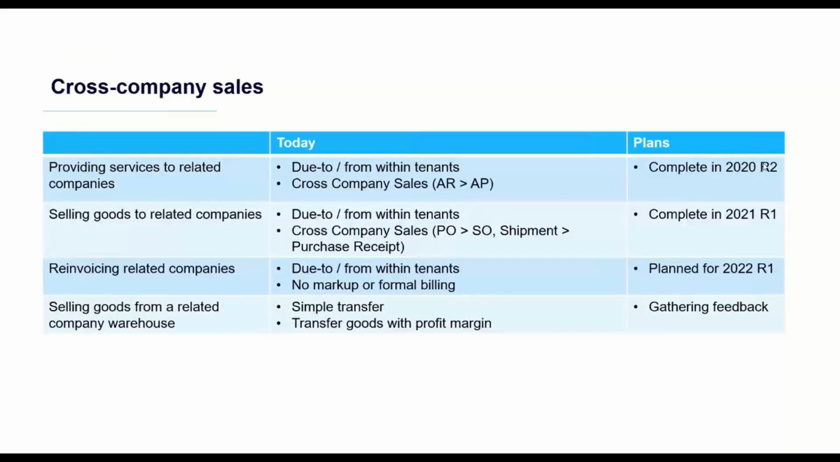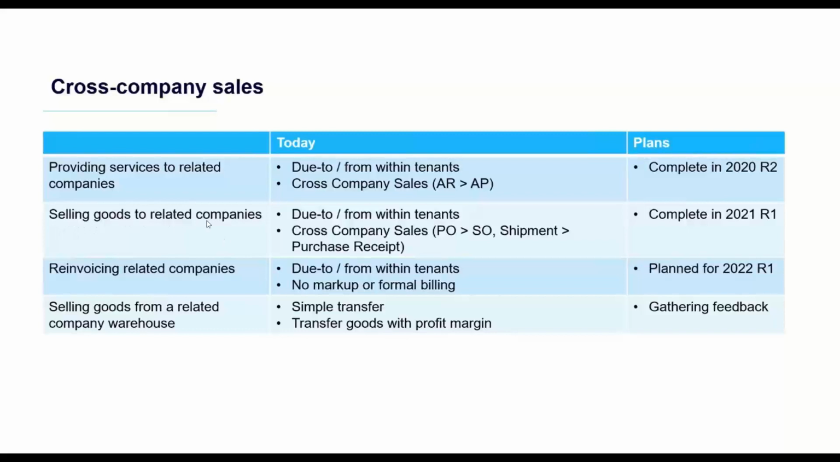So what was completed in 2020 R2, and some of you still may be in 2020 R1 or previous, but if you do have multiple companies in 2020 R2, you were able to do cross-company sales, so AR to AP. AR in one company becomes the AP to another. That's that due to, due from within a single tenant.